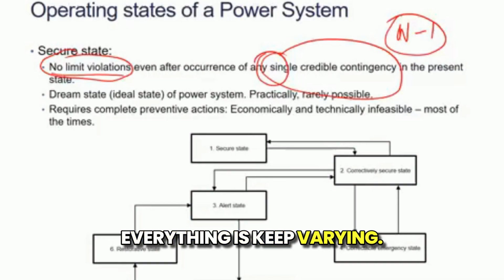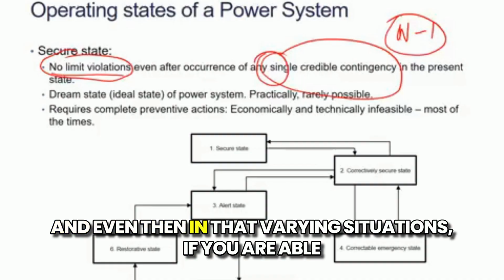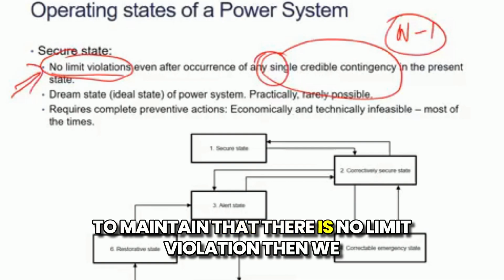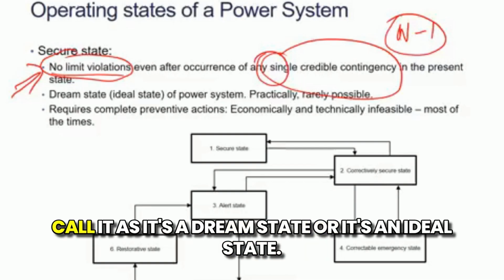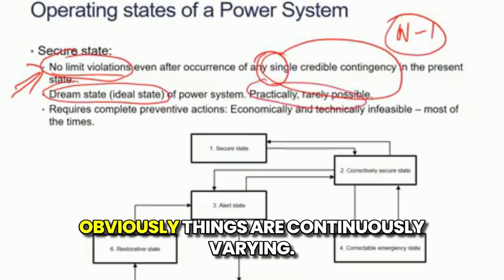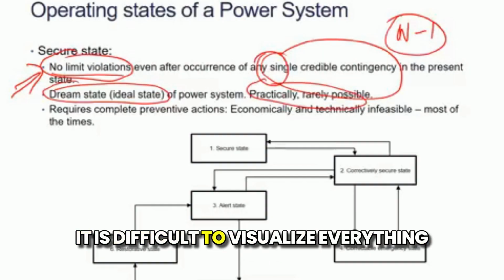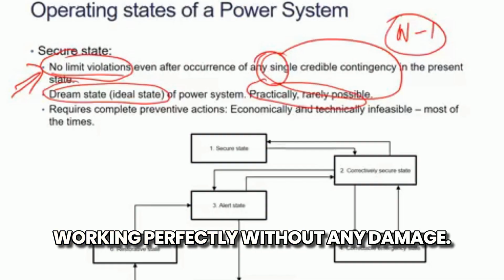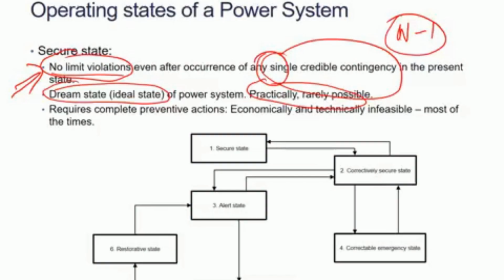Everything keeps varying, and even in those varying situations, if you are able to maintain no limit violation, then we call it a dream state or an ideal state. Practically it is very rarely possible. Things are continuously varying, and it is difficult to visualize everything working perfectly without any damage. So it's a very rare condition.